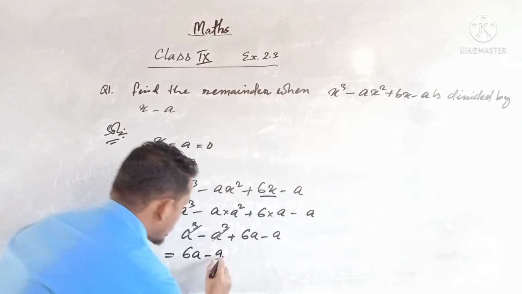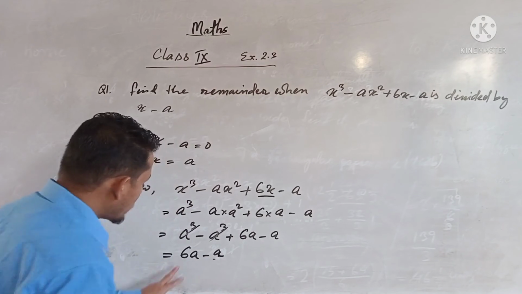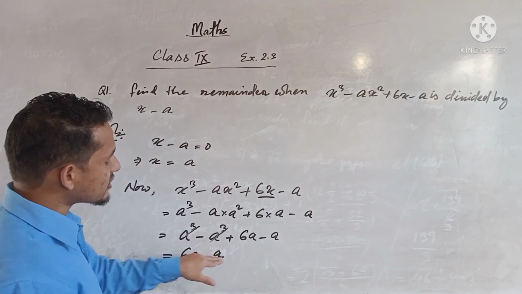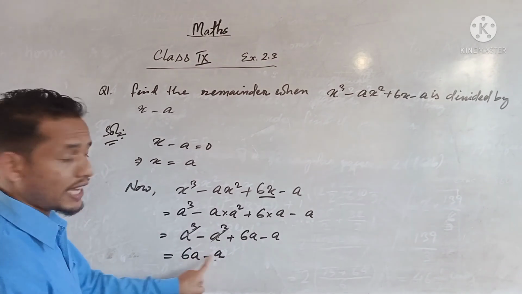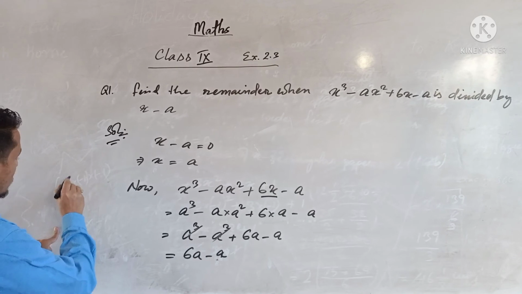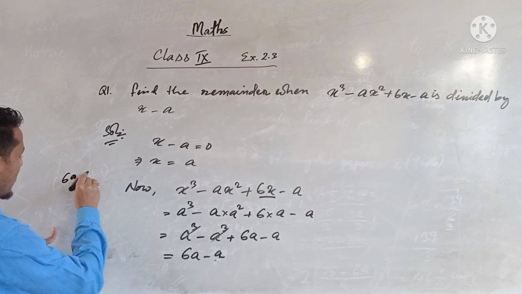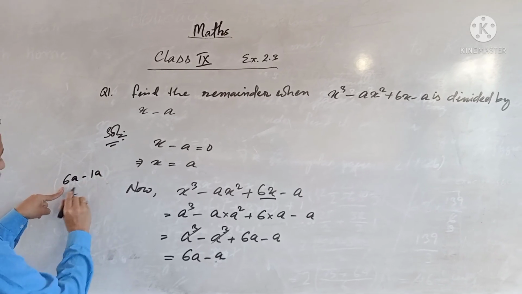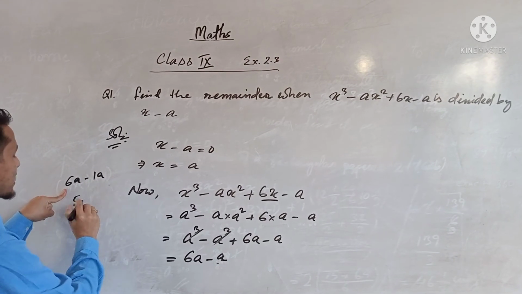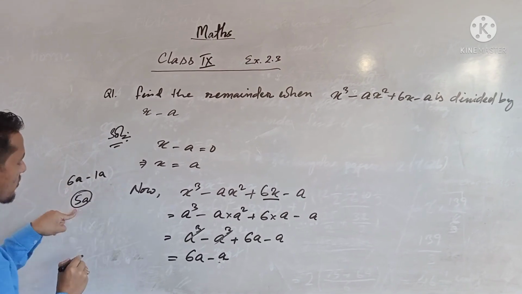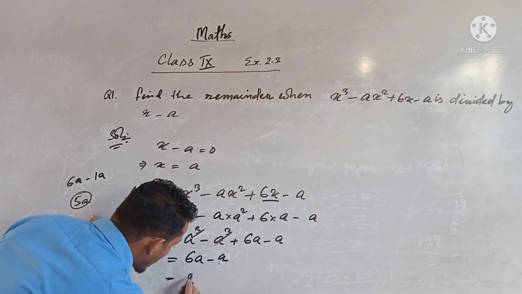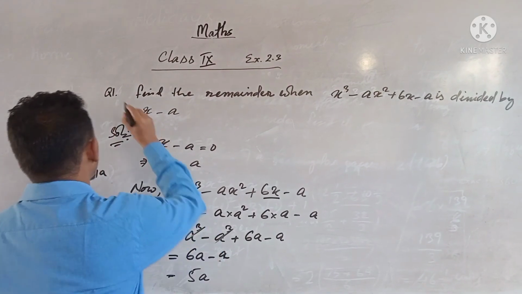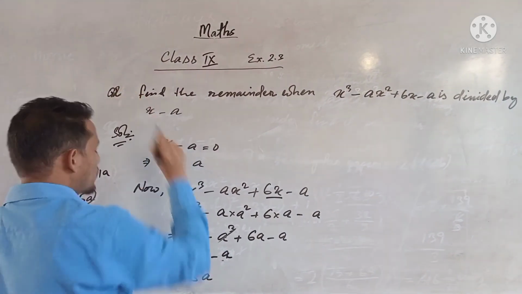Look, these two, 6a minus a, they are like terms. So since they are like terms, we can subtract. So a means it is 1a. You have to think that it is like this: 6a minus 1a. Then 6 minus 1 is 5. So a will remain as common, that is the variable. So it will become 5a. So your answer is 5a. So this is the end of question number 2.